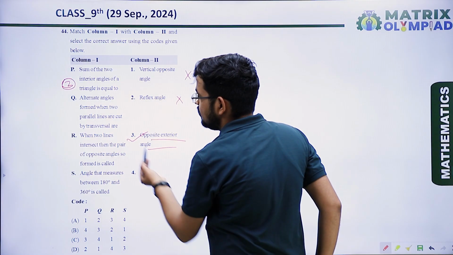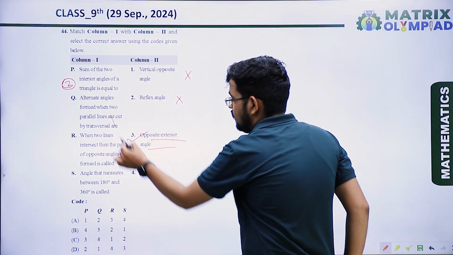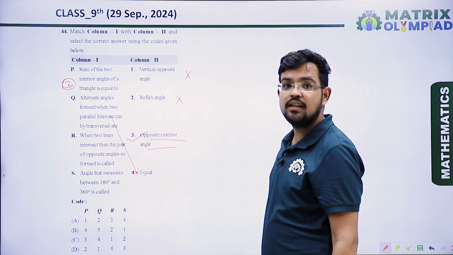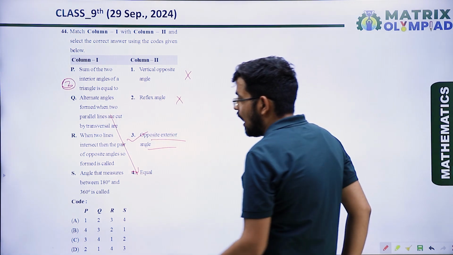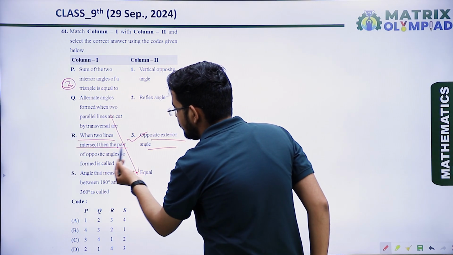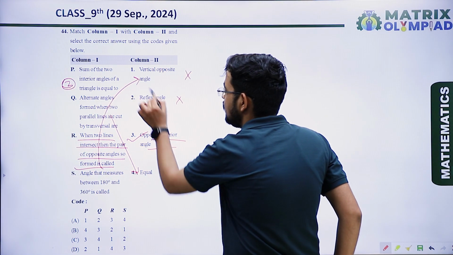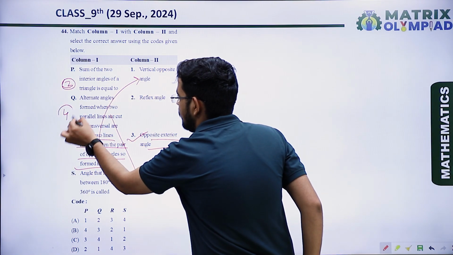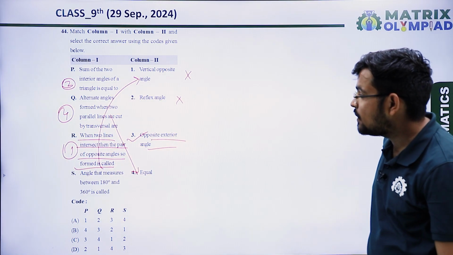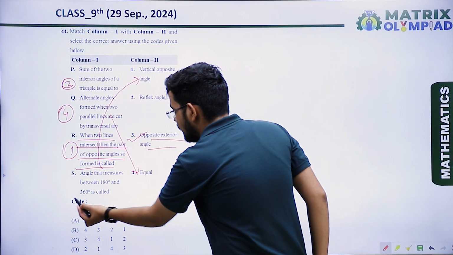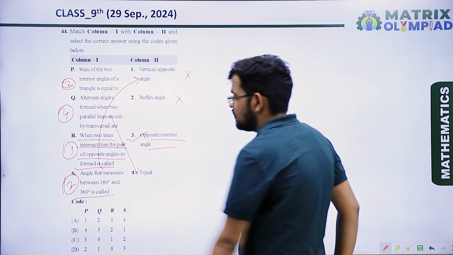Q, alternate angles formed when two parallel lines are cut by a transversal are equal. Alternate angles are always equal when a transversal cuts. R, when two lines intersect, then the pair of opposite angles so formed are called vertically opposite angles. Angle that measures between 180 degrees and 360 degrees is called a reflex angle. So option 2.